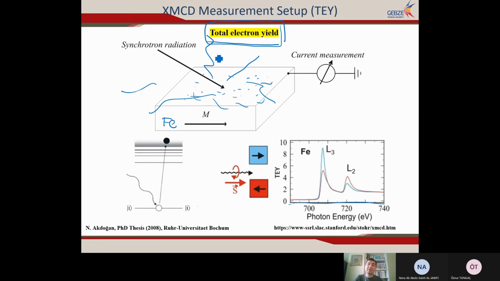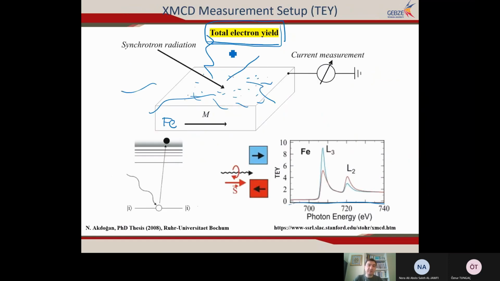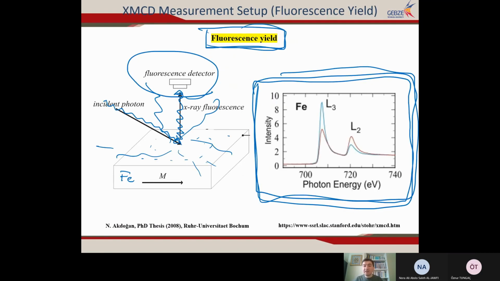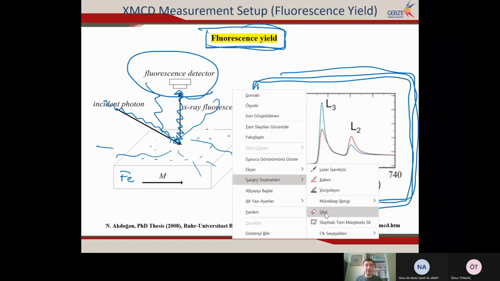In the past, I have used both of them. I have done experiments with the TEY method, and I have also done experiments with fluorescence yield. But my impression is that with the TEY method, you can get better resolution. So now what about the magnetic field effect in case of the fluorescence yield method? Let me discuss this one here.